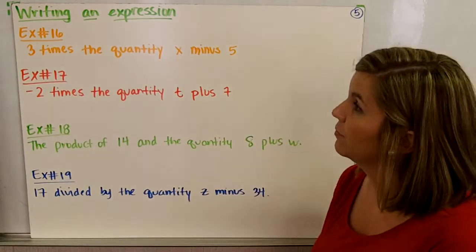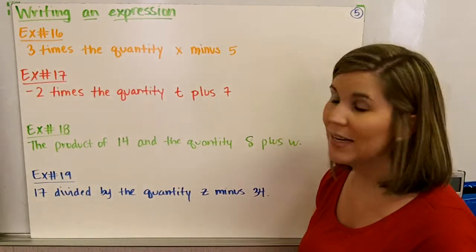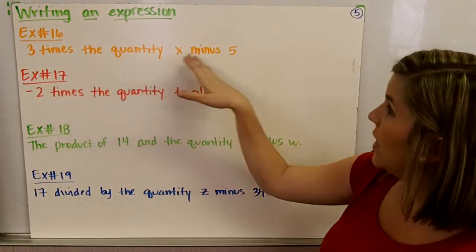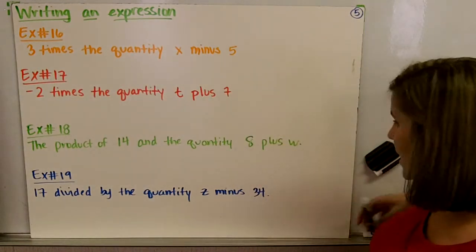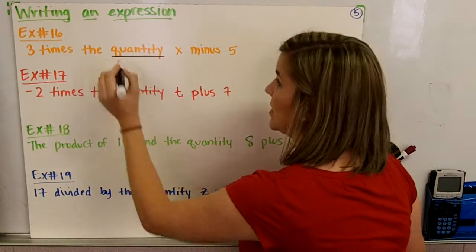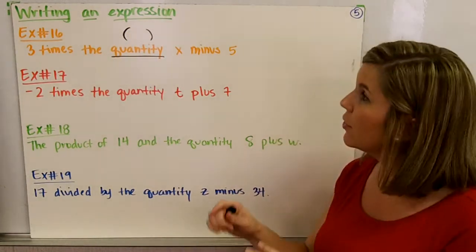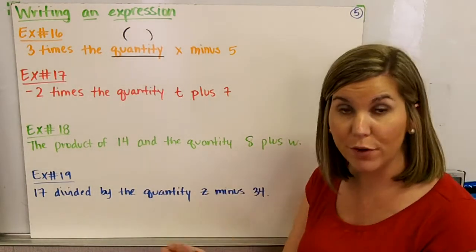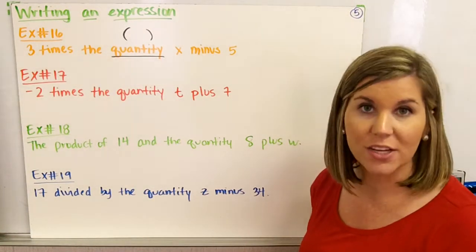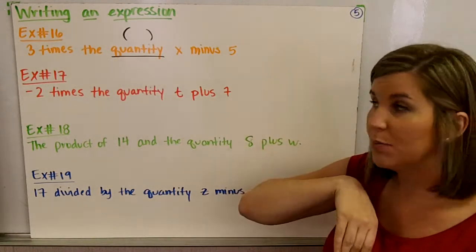Writing an expression. So sometimes you're given the problem in words and you need to write it as a mathematical statement. Example 16, 3 times the quantity x minus 5. So the key word here that you've heard me say several times through this video is quantity. It means parentheses. It means something is grouped together inside here. It has to happen first. Remember, in our order of operations, we do what's in parentheses before we do multiplication, division, addition, subtraction from left to right. So quantity means parentheses.